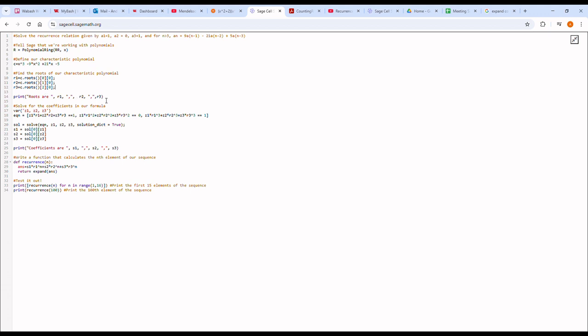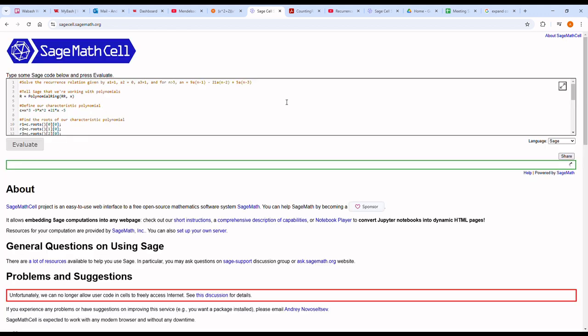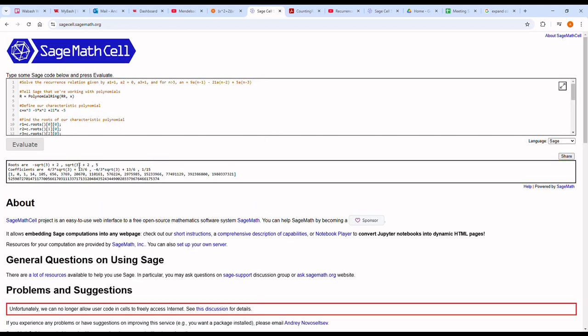And then I have this command here, which is going to print out what the roots are. I'll wait until, well, might as well compile. It's going to tell me some other stuff, but that command right here is telling me that the roots of my characteristic polynomial are going to be negative square root of 3 plus 2, square root of 3 plus 2, and 5. And the nice thing about Sage is that it does deal with exact values, so that's nice. It's going to tell me what those exact roots are.